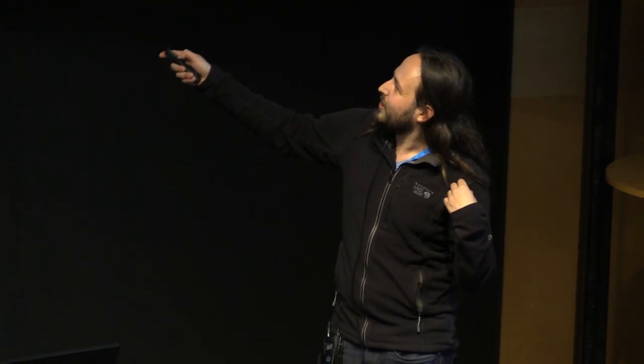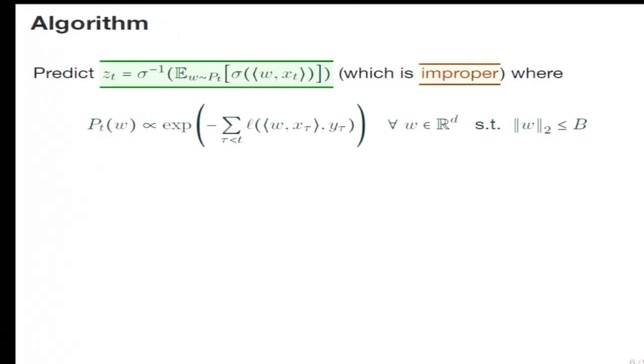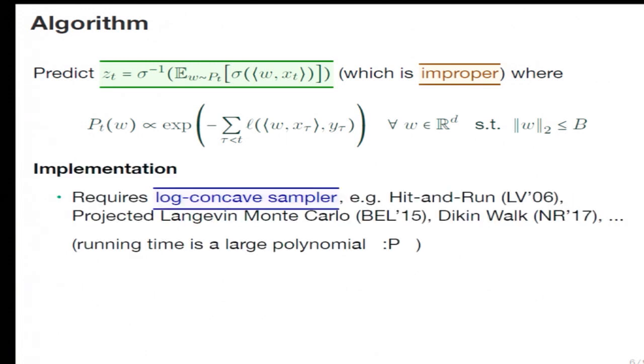So what is the final algorithm? It's pretty standard. We're just going to form the exponential weights distribution over, say, the set of b-bounded vectors, and then compute this prediction using the exponential weights distribution. To actually implement this efficiently, I need a log-concave sampler. So it is efficient, it is polynomial time.